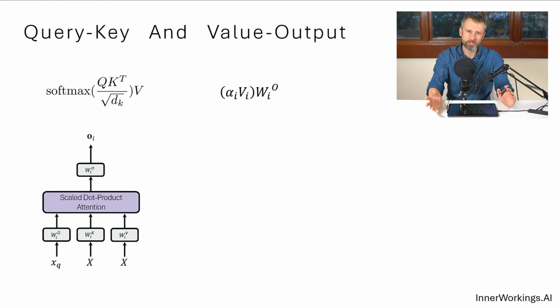Something about the original illustrations that I've always had a tough time with is that the queries, keys, and values are all shown going into attention. And the full equation for attention is this: we do softmax of queries and keys times the values. And that's what's considered attention.